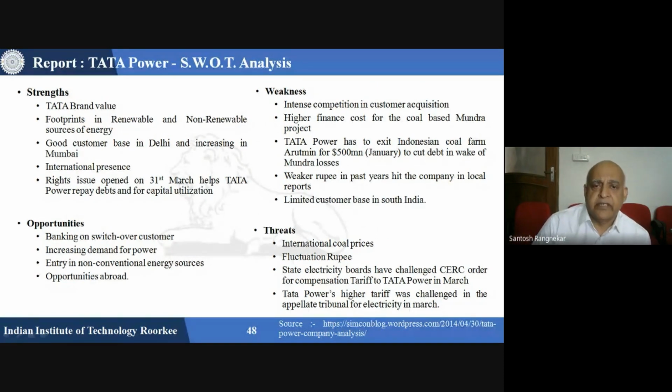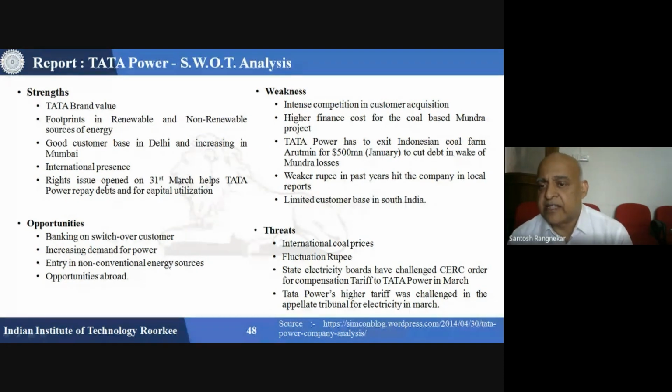Now the Tata Power SWOT analysis. The strengths: Tata brand value, footprints in renewable and non-renewable sources of energy, a good customer base in Delhi and increasing in Mumbai, international presence, rights issue opened on 31st March as Tata Power's repayment of debts, and capital utilization. The weaknesses are intense competition in customer acquisition and higher finance cost for the cost-benefit of the Mundra project.